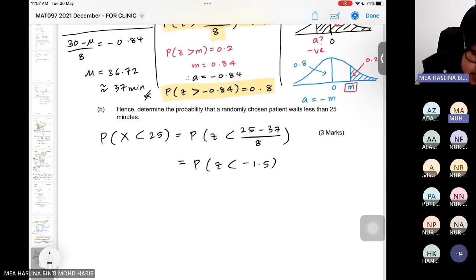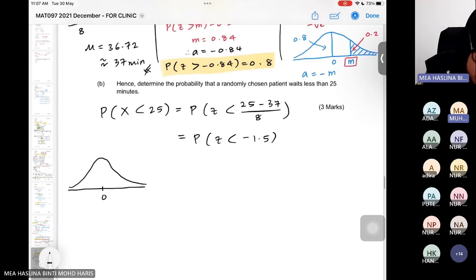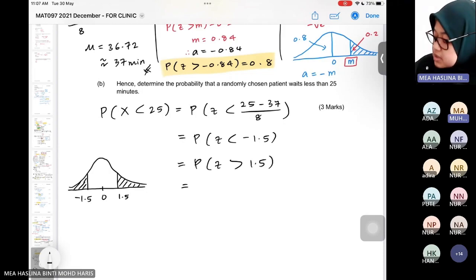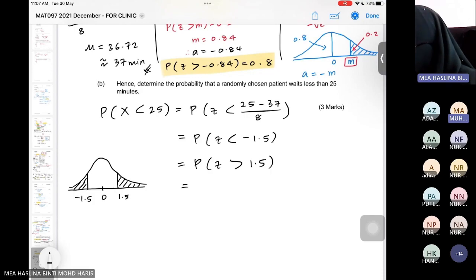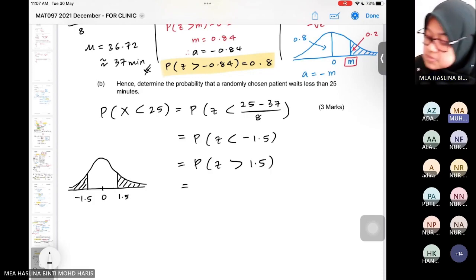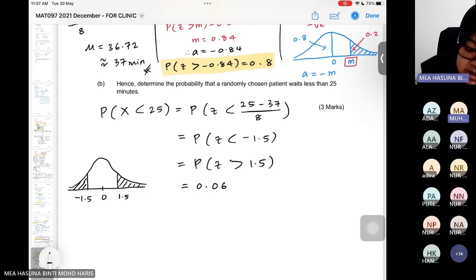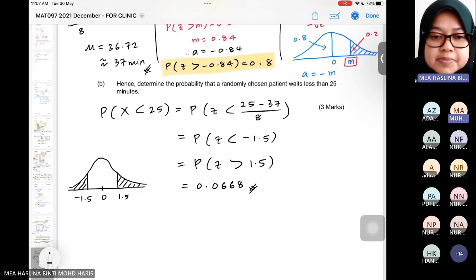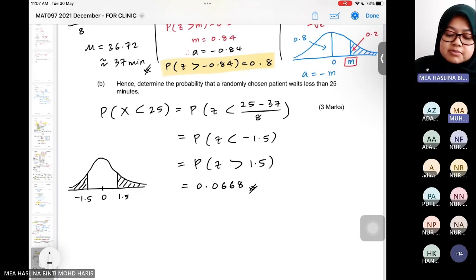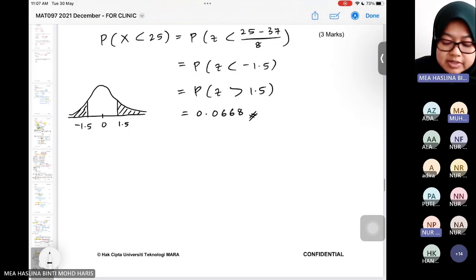So you have negative 1.5, which will be on the left. So you can take it similar to the probability for Z greater than 1.5. You refer to the table for greater than 1.5, 0.0668. Is it okay? Straightforward, this question? Alright, good.